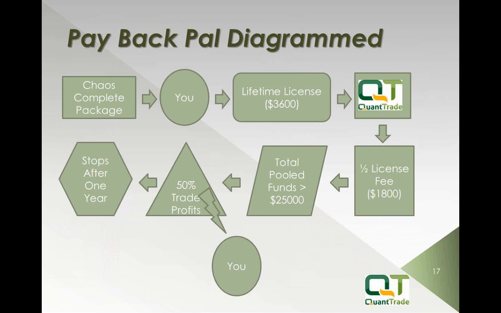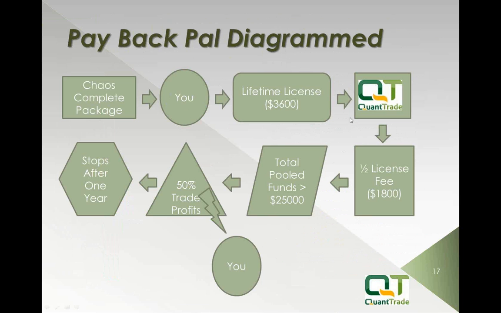So just to go over this one more time, as this diagram shows you, the circle here is you, and what you do is you purchase a lifetime license to Chaos Complete. We deliver the Chaos Complete package to you. So now you have the software. You can build your own strategies and trade it however you want.